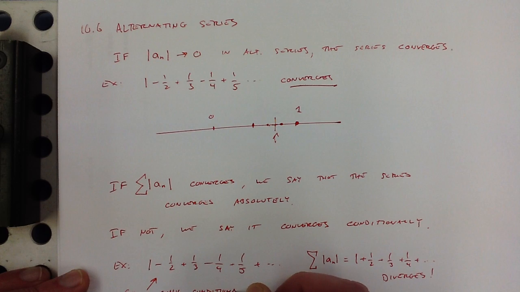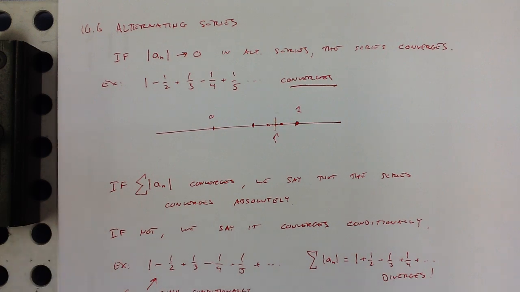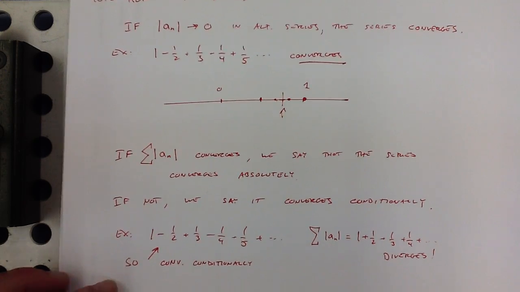And if you're trying to make sense of what this conditionally means, it's on the condition of the alternating signs, right? It converges conditionally. The condition is the alternating signs. It would not have converged if it didn't have alternating signs. If it did, then we'd say it converges absolutely. It didn't even matter whether the signs were alternating or not. It was going to converge no matter what.